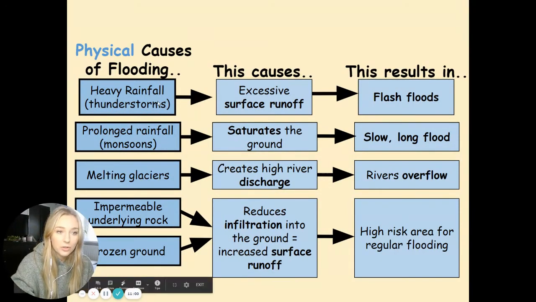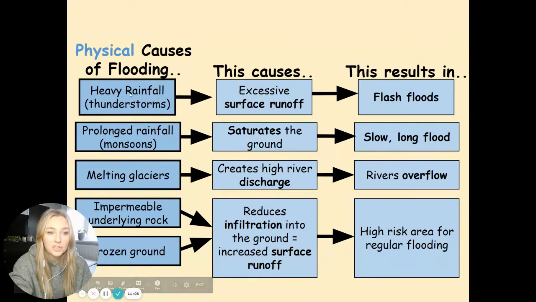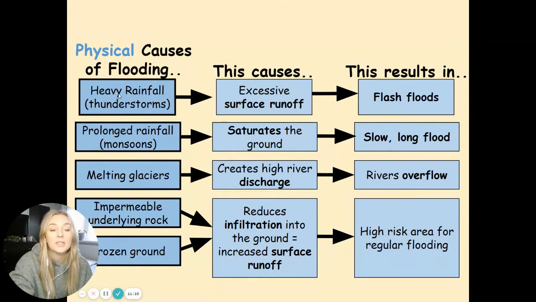These are your physical causes of flooding. So this is your statement. In your answer to the question, your statement is, okay, one physical cause of flooding is heavy rainfall, like in thunderstorms. But that would only be 1 mark. So always say to yourself, so what? So that's your statement. Your consequence is this column, and then your elaboration is this column.